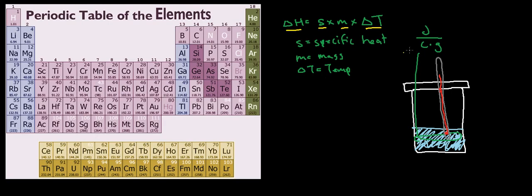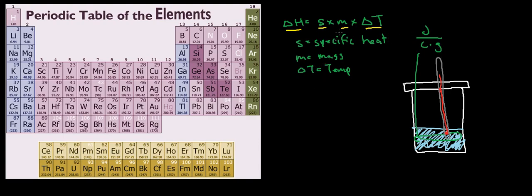And specific heat is per gram of the substance. There's molar heat capacity, which is how much heat it takes to raise a mole of it 1 degree centigrade. Specific heat capacity is per gram. So the specific heat capacity is the amount of joules, or energy, it takes to raise the temperature by 1 degree centigrade for a gram of the substance.